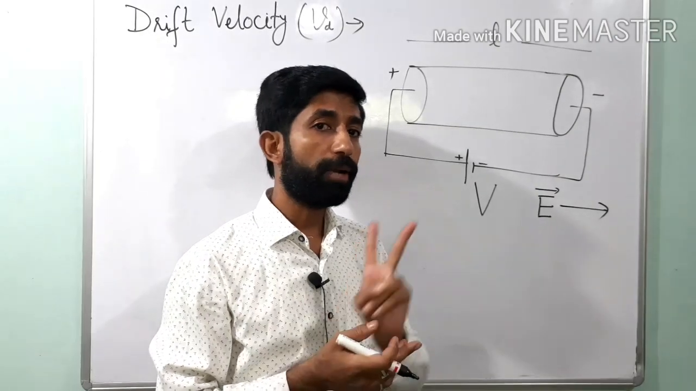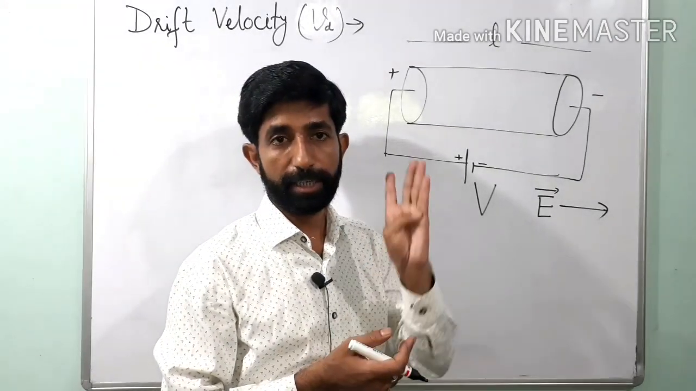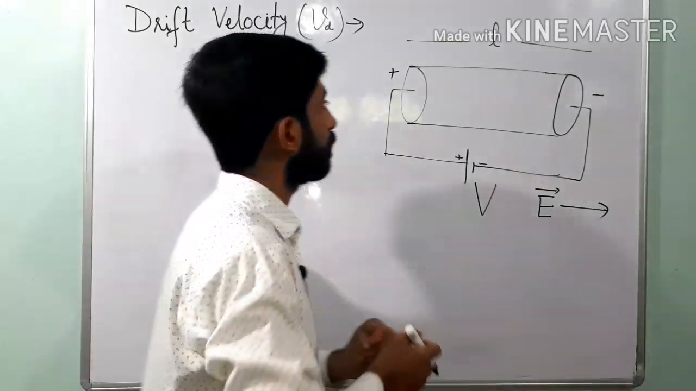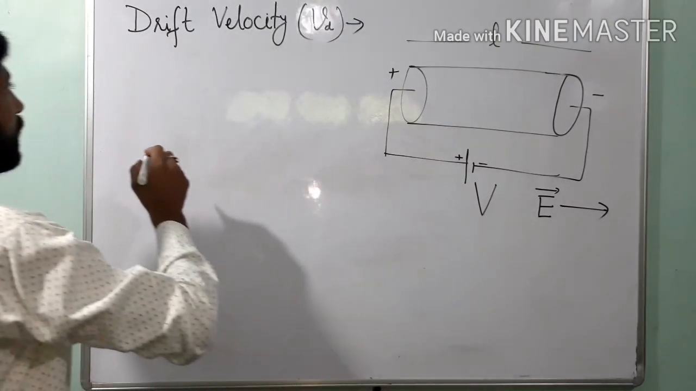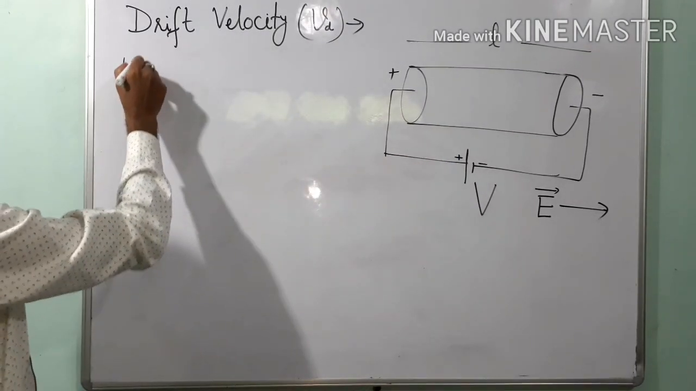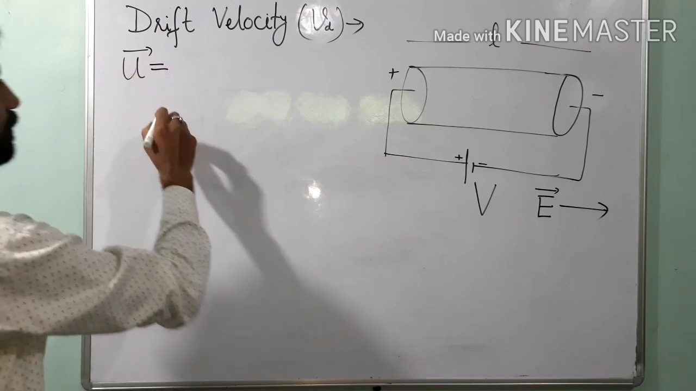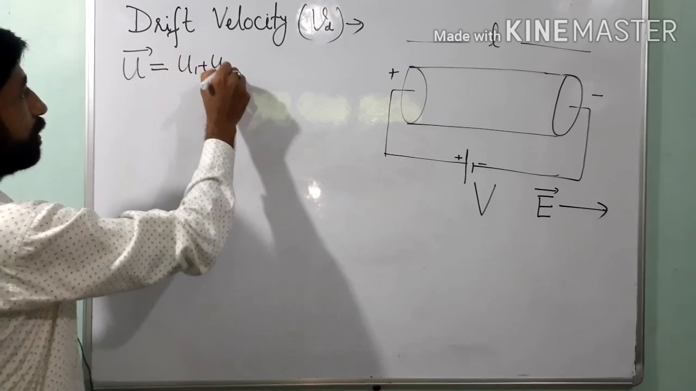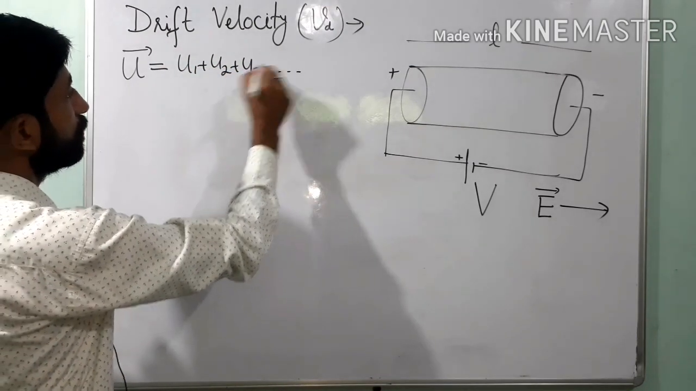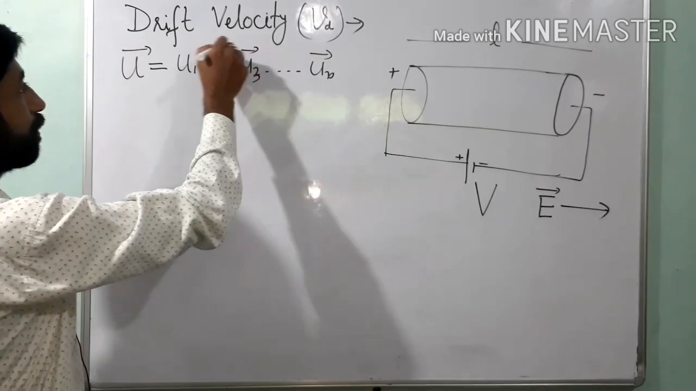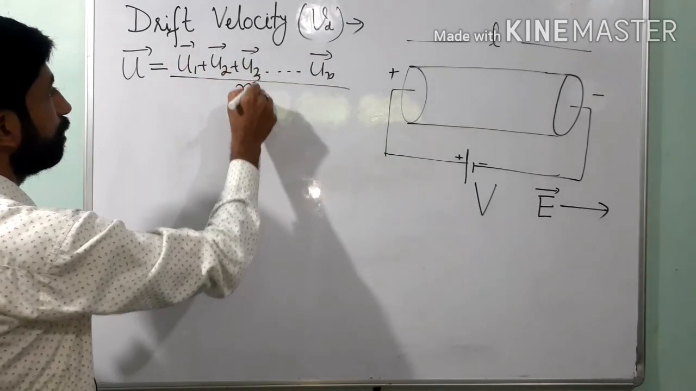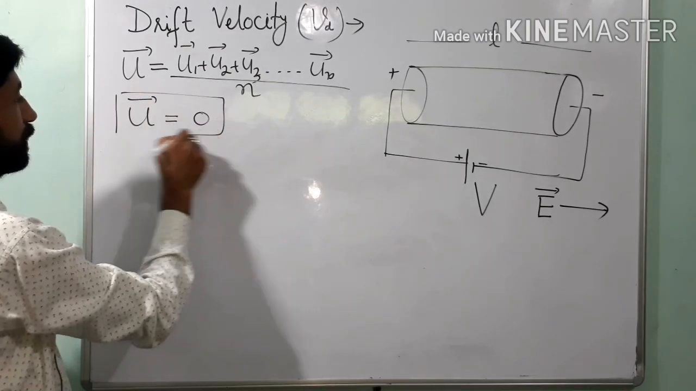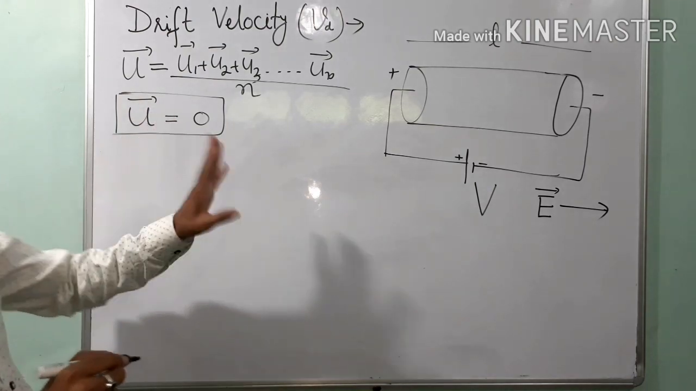So electrons will collide with two types of bodies. First is electrons, and the second is what? The ions. So what happens? As we know, the average velocity of all electrons, that is the average thermal velocity, is u1 plus u2 plus u3 up to un, divided by n, and this is always equal to 0. This is the expression for the average thermal velocity.